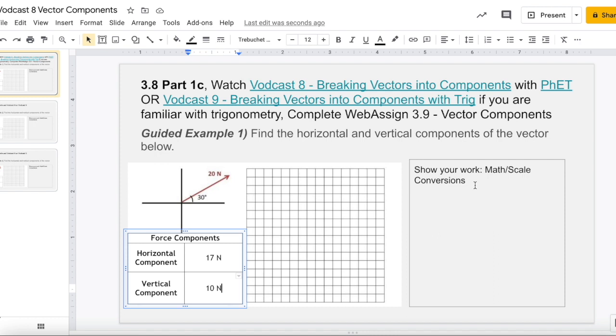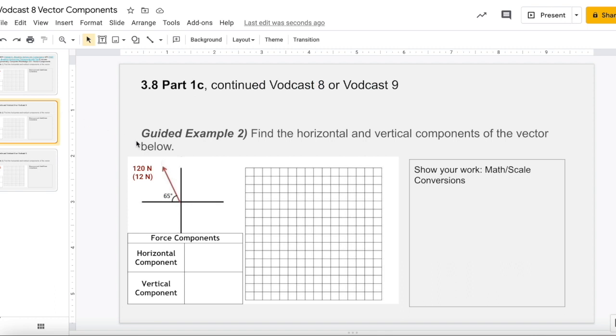So since PhET kind of did it for us, there's not really much to show our work in this example. The math and scale conversions are actually going to come up in the next one. So let's go ahead and take a look at that. Okay, so now we have a 120 Newton force that's up and to the left at an angle of 65 degrees from the negative x-axis.